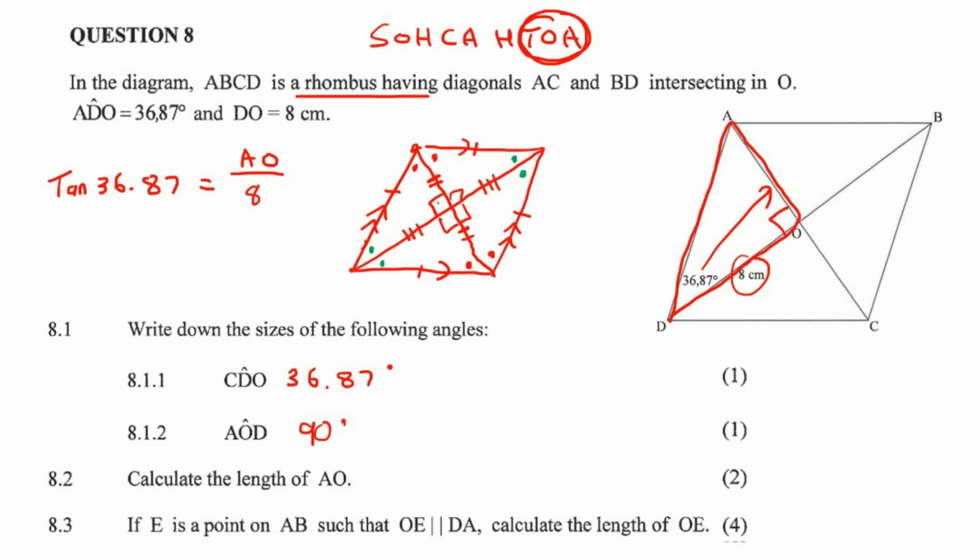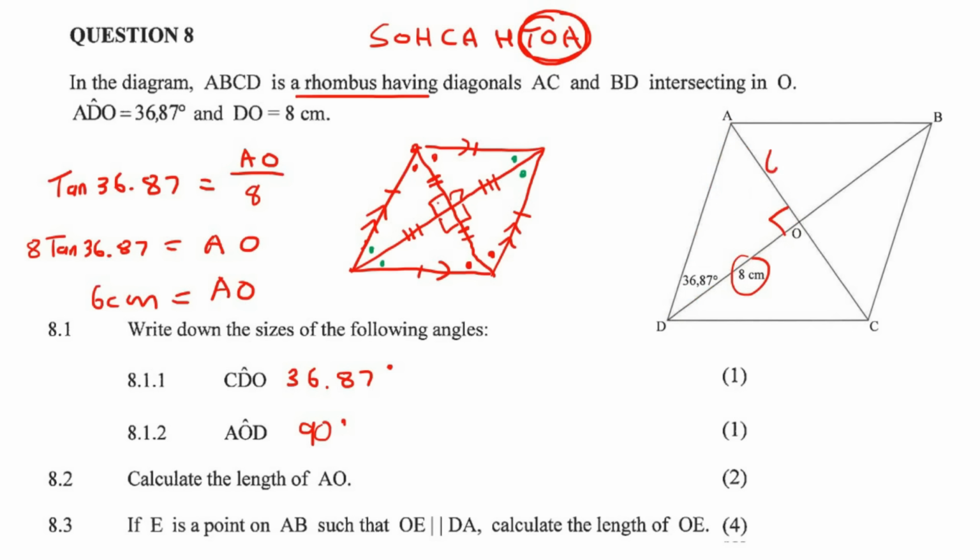So what we do is we take this 8 and we multiply it over to the front of there. So we end up getting 8 tan 36.87 equals AO. Oh, we get a beautiful answer of 6. So we can just say 6 centimeters. Okay, fantastic, guys. So that's 6 centimeters.